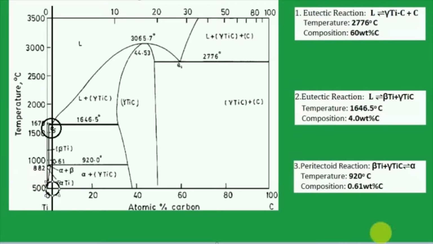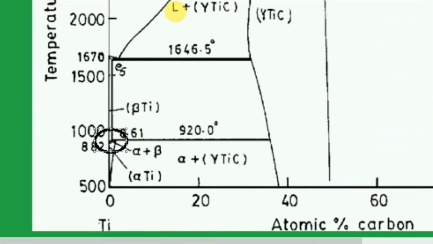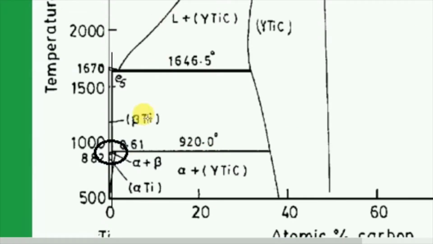The third reaction, the peritectoid reaction, is between beta titanium and gamma titanium carbide with the alpha. So the temperature at this point is 920 degrees Celsius, with 0.61% carbon composition.